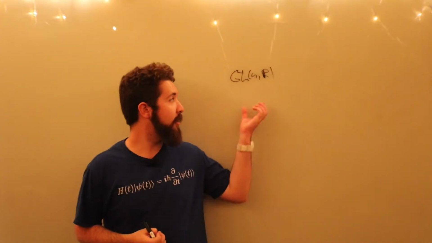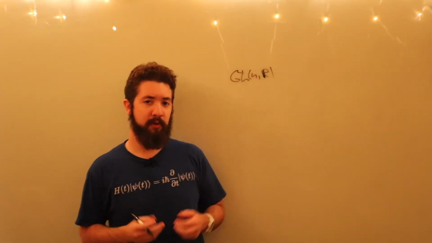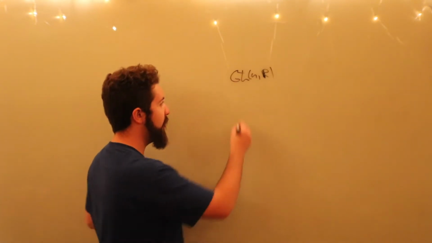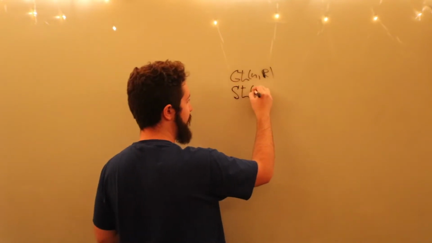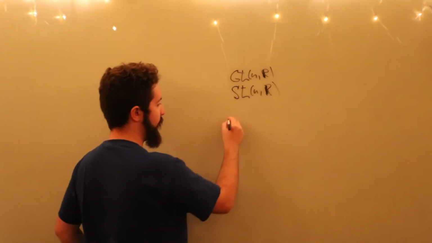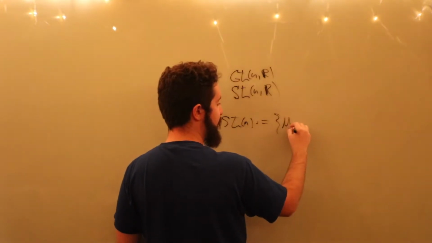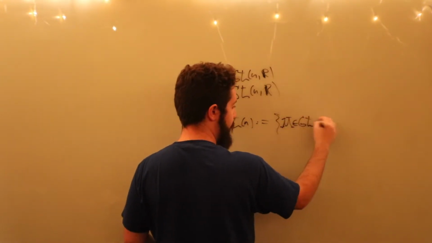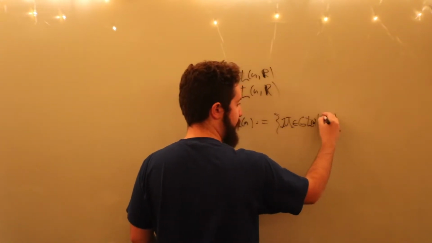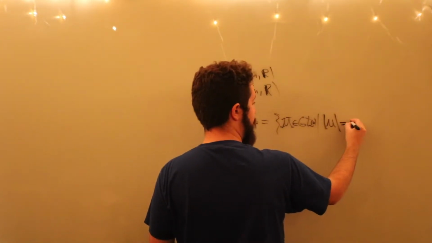So GL of n has many, many interesting subgroups, but there's one I want to draw your attention to right now, and that's called the special linear group. So the special linear group, or SL of n with real entries, is going to be defined to be the set of all matrices in the general linear group such that the determinant of M, we also use these lines to mean determinant in linear algebra, right, is equal to 1.